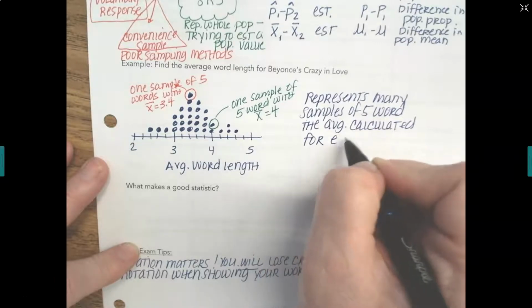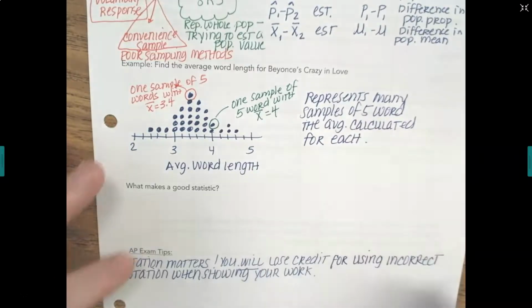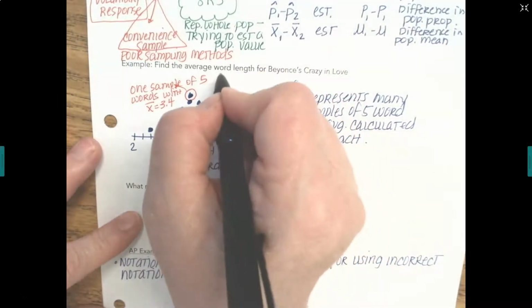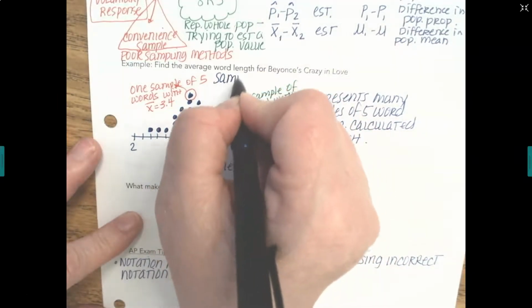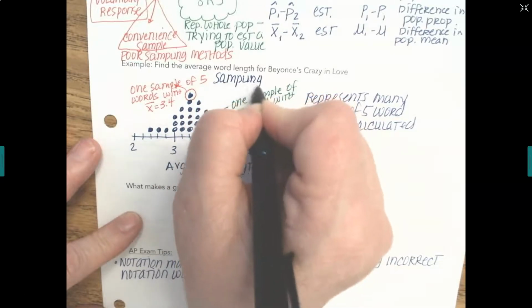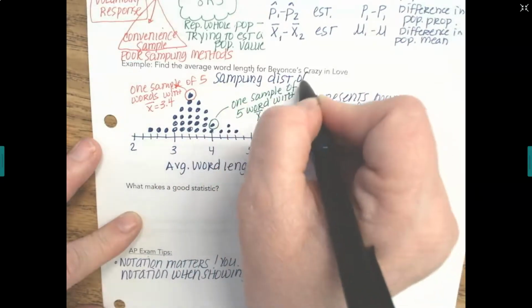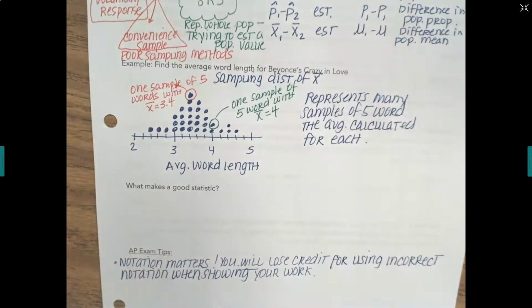All right, so what we have here is many samples. So this is the sampling distribution. And we reported the mean from the sample, so we're going to say of X bar. So that dot plot is a sampling distribution of X bar. So that's going to bring us to our second AP tip for today.